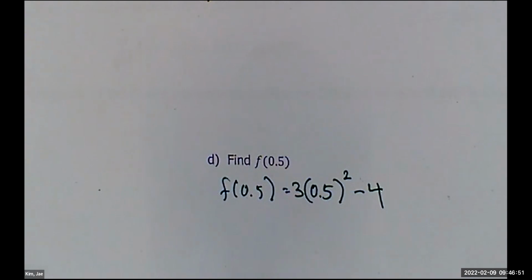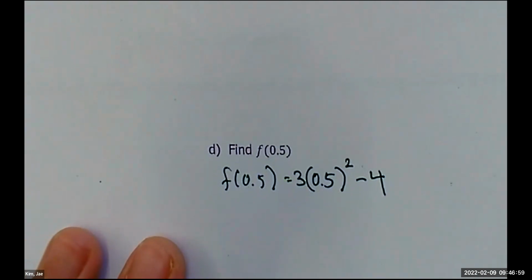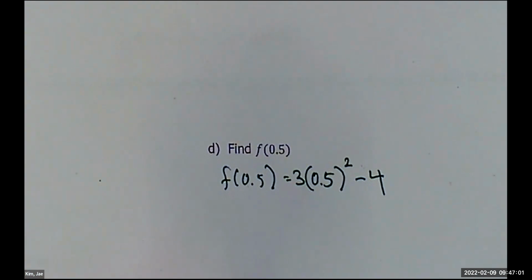Solve means answer, I suppose, or calculate. Find is essentially saying find the y value, which is essentially the same thing. It's probably my fault for forgetting.